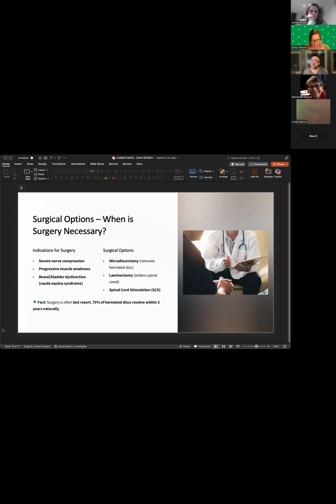Fun fact, surgery is often last resort. 75% of herniated discs resolve within 2 years naturally. Not sure about that one, I have to see what article that came from, but if you are really focused on preventative measures and learning how to continue to strengthen your core and all that, with time it can revert back into the place where it once was.